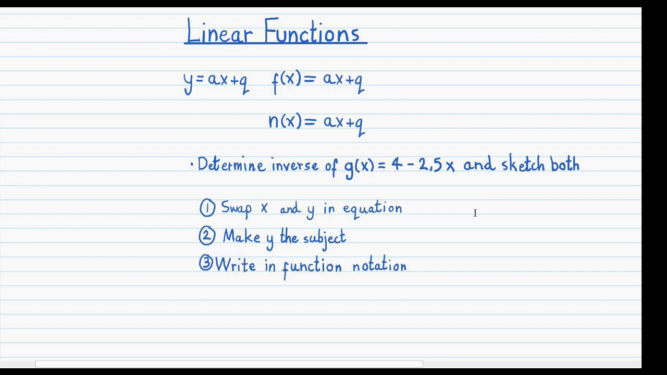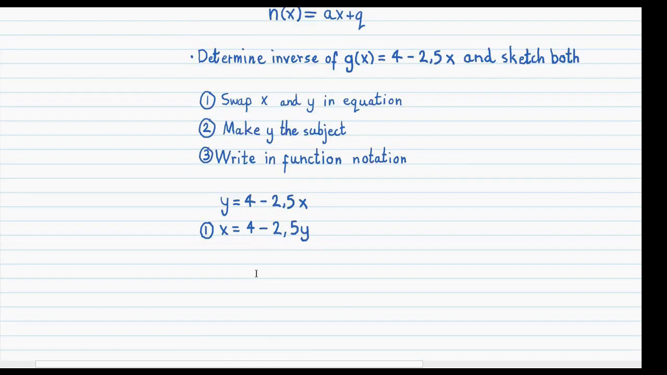The equation is in function notation, so let's change it to a simple x and y, giving us y equals 4 minus 2.5x. Then you swap x and y, giving you x equals 4 minus 2.5y. Next, you need to make y the subject, which gives us y equals (4 minus x) over 2.5. Lastly, you put it in function notation and you get g inverse equals (4 minus x) over 2.5. So we have the inverse function now.